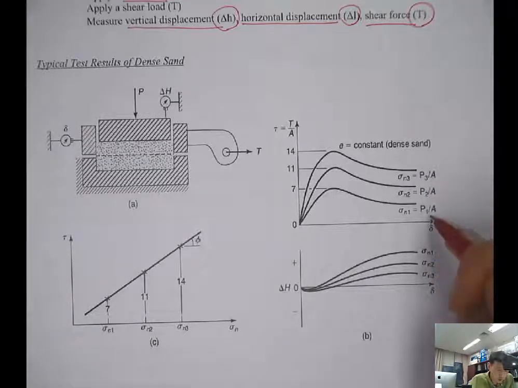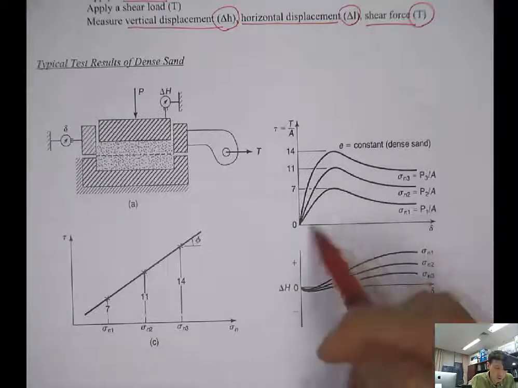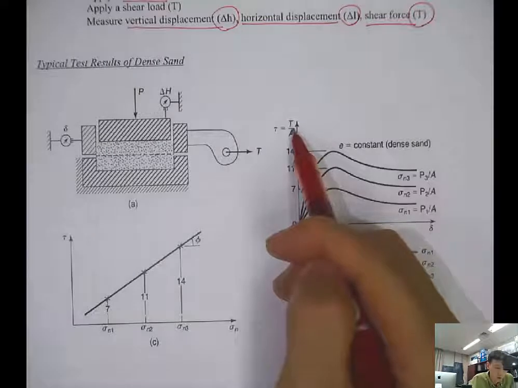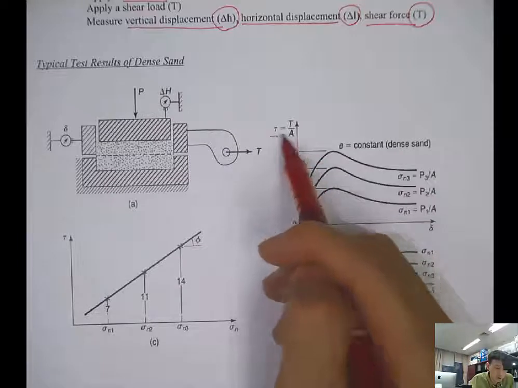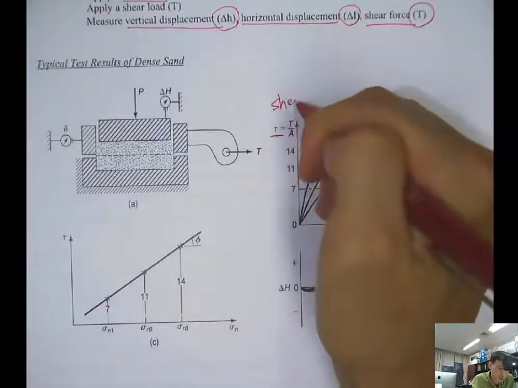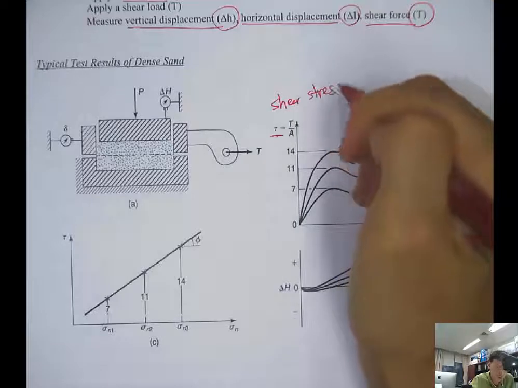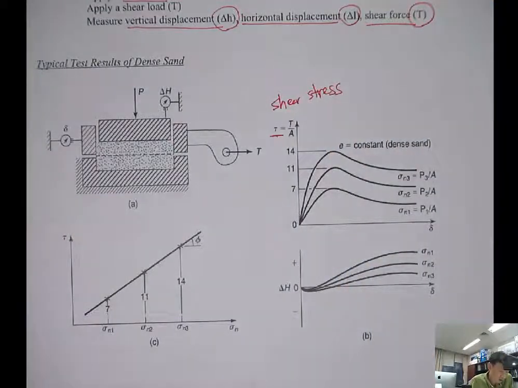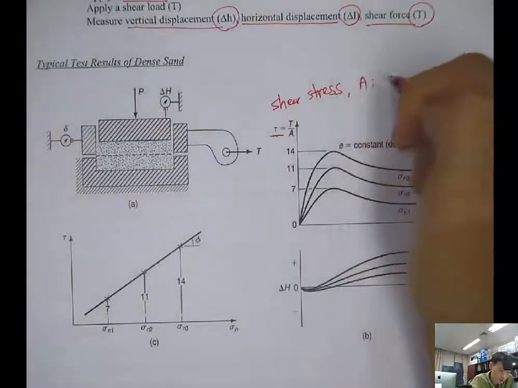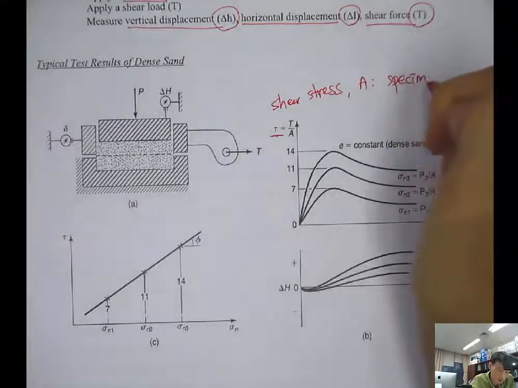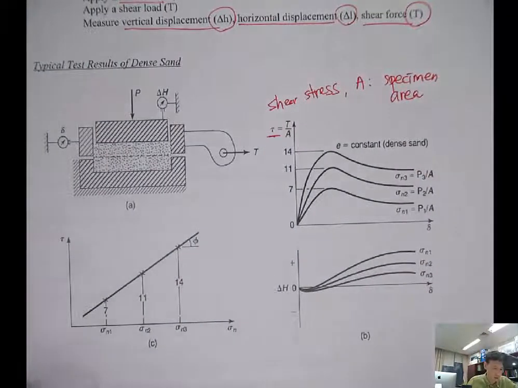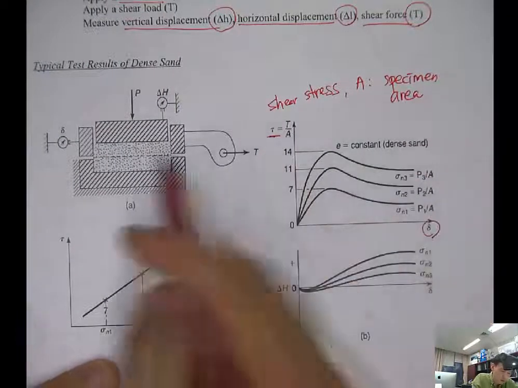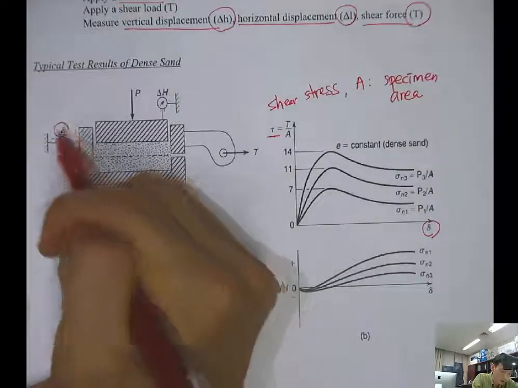So at P1, you apply the normal force, and then you're shearing, then you're measuring the T, and because you can calculate the A, if you divide the T by the area, then you can get the shear stress. And here the A is the specimen area. Then delta is the displacement that you're measuring here.